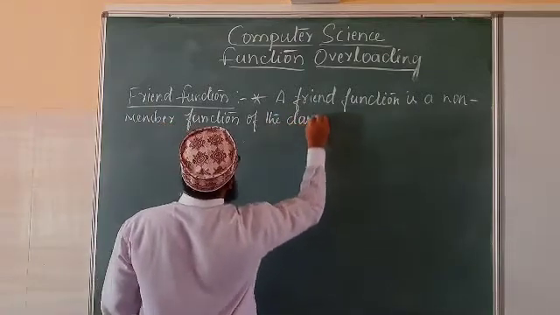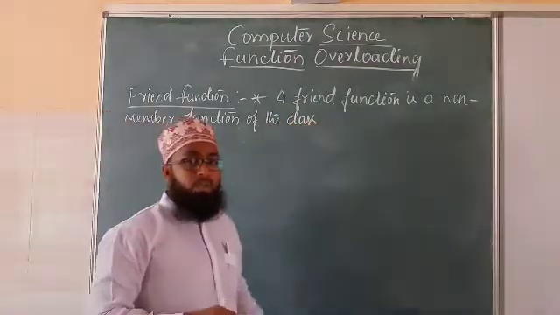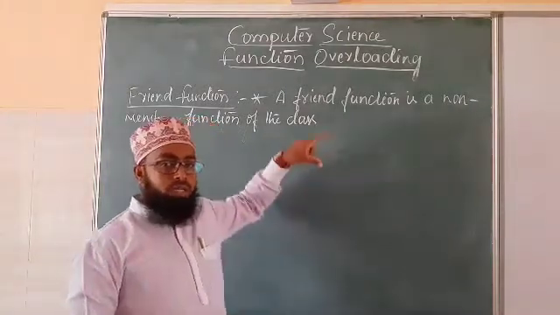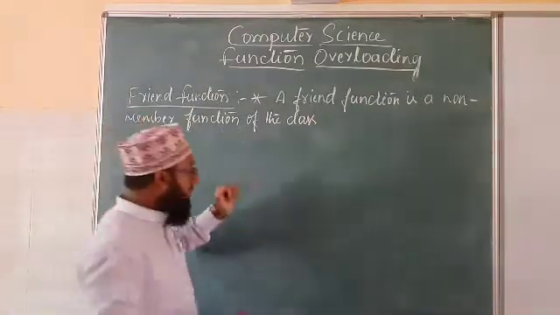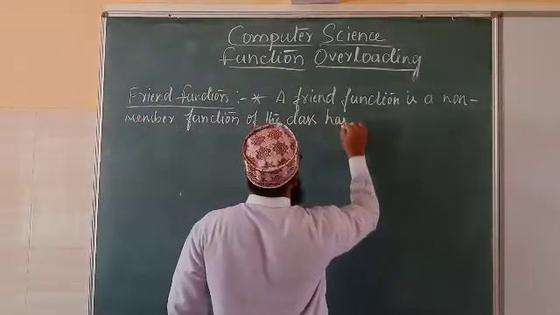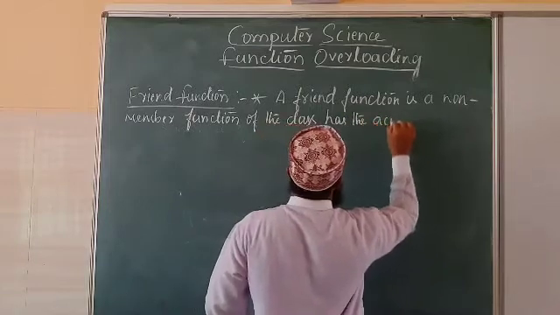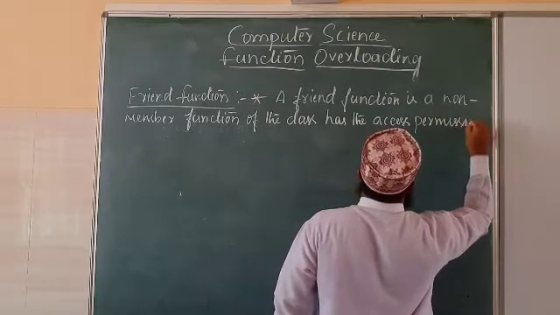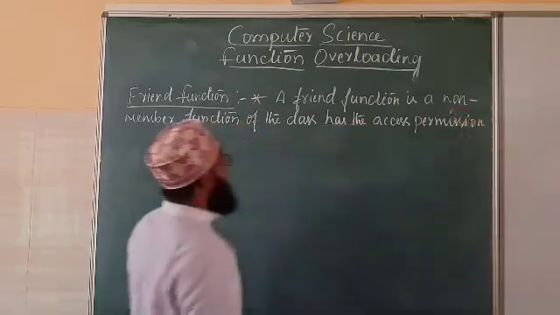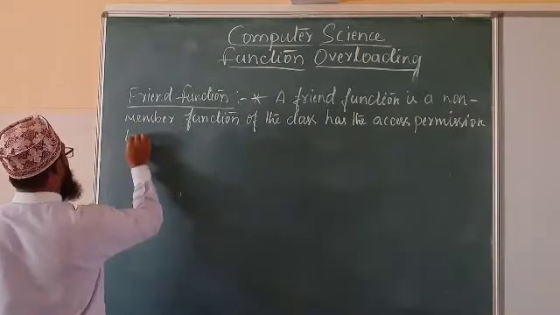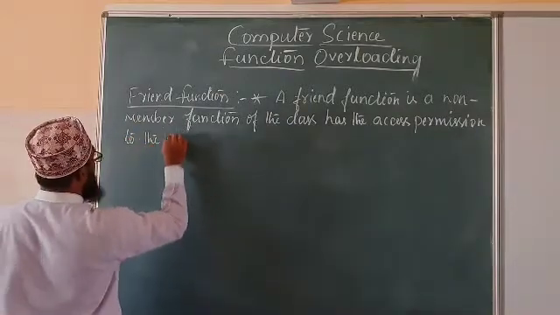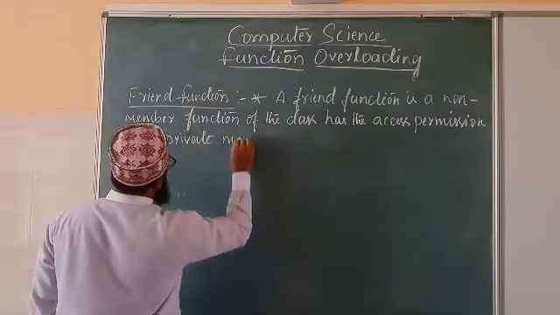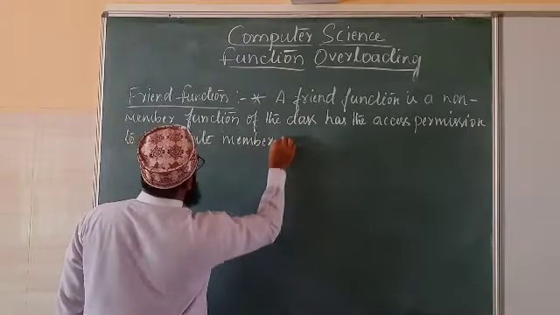Okay, a friend function is a member of some other class, but a non-member function for the present class, but has the access permission to the private members of the class.